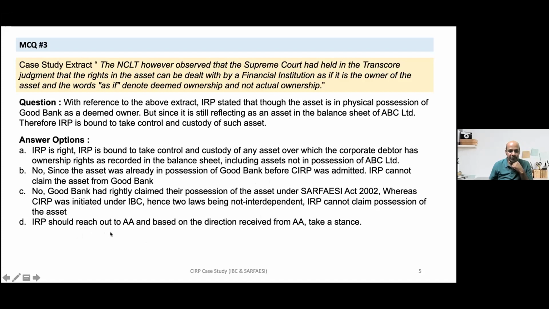And the fourth is IRP should reach out to the adjudicating authority and take a stance based on the direction received from the adjudicating authority. I think most of the answers are A. Anybody having a different answer? Okay.